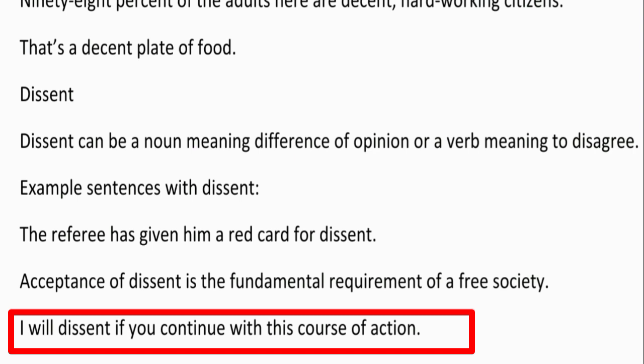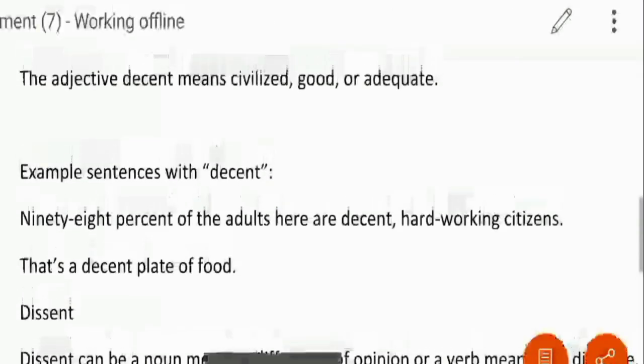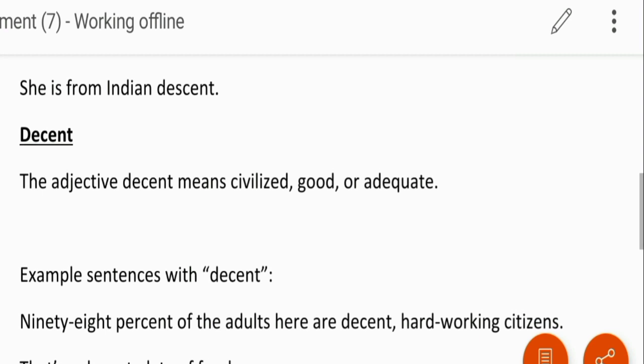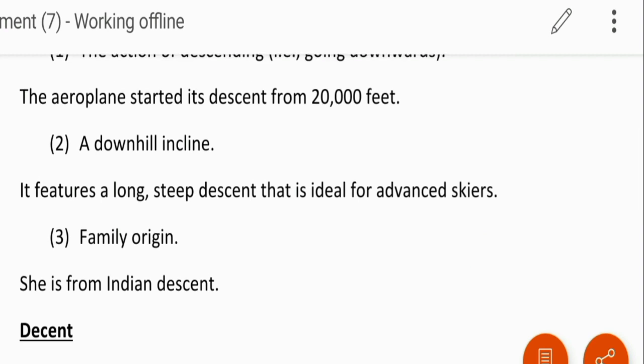So the basic difference क्या है? DISSENT, dissent का मतलब है disagreement या disagree करना. Means as a verb, as a noun यूज होता है दोनों तरह. But DECENT is an adjective यूज होता है जिसका मतलब है civilized, good या adequate. और इसके बाद फिर DESCENT, descent means ziwal या नीचे की तरफ.